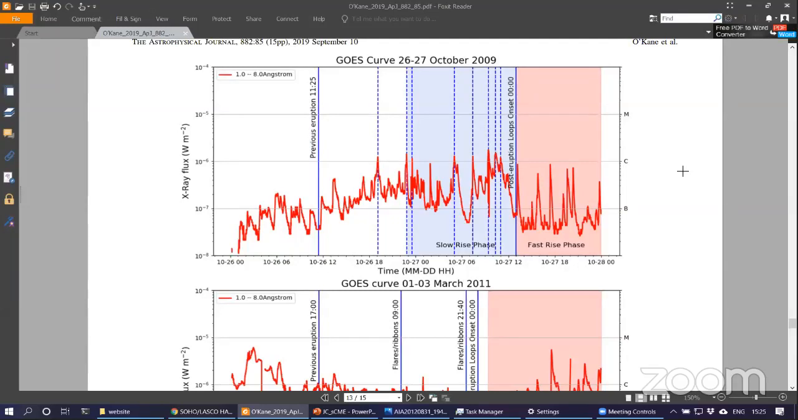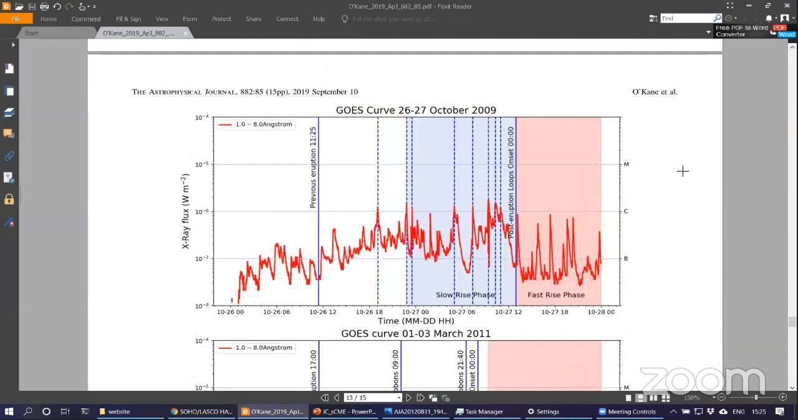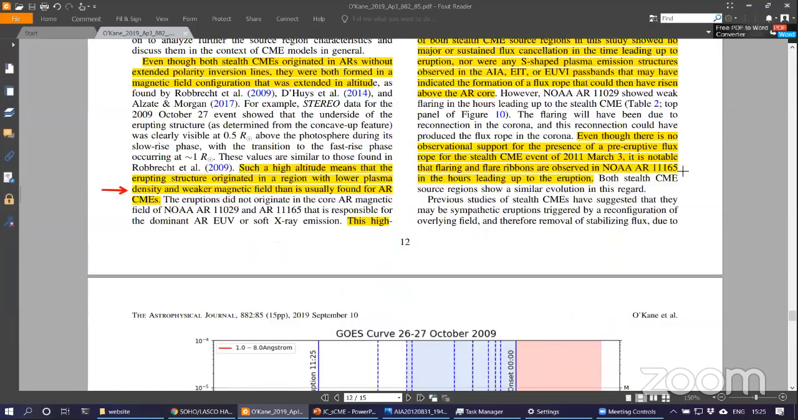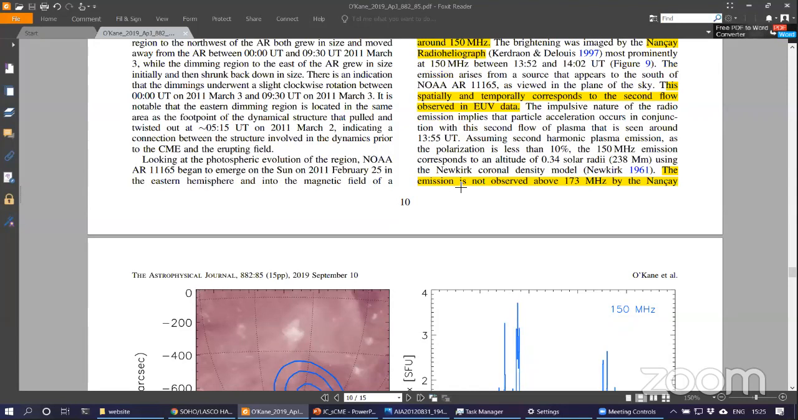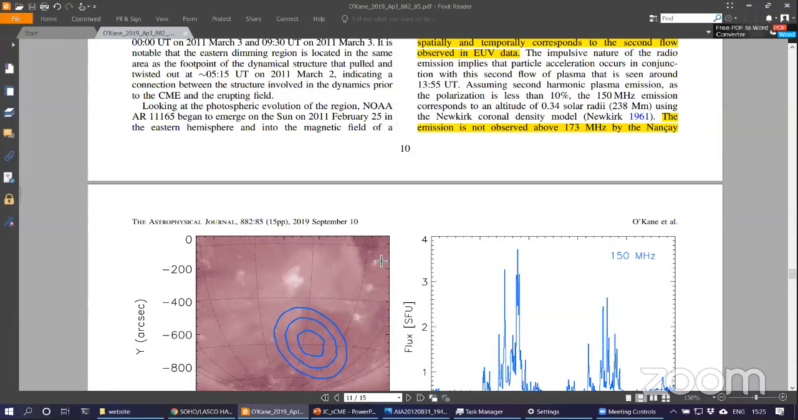One of these two stealth CMEs analyzed was observed by STEREO at high altitude, right? That's what you said. The high altitude origin they speculate at around 1.3 from the radio data, which they got using the Newkirk density model. Oh, it was not seen in STEREO, it was radio, on disk. The second one was on the limb for STEREO.